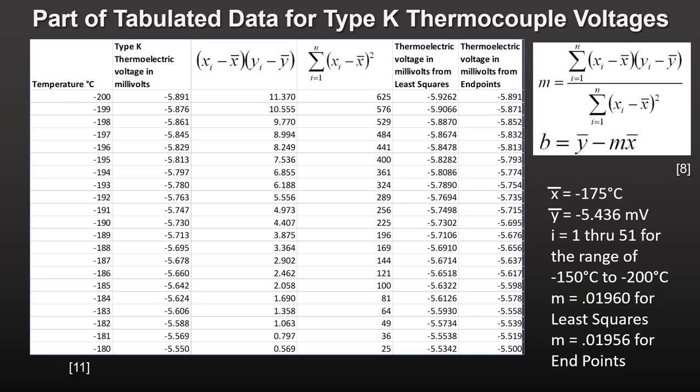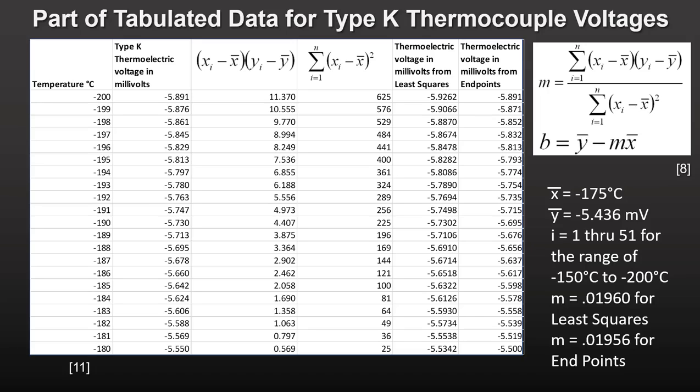We sum all values in the third column from the left and divide by the sum of all values in the fourth column from the left. This gives us the slope m equals 0.01960 millivolts per degree C. We find the y-intercept of the curve, B, from the formula B equals y bar minus m x bar. Then we calculate the assumed values of thermoelectric voltage at all points between minus 200°C and minus 150°C, using our newly created straight line for the least squares method.